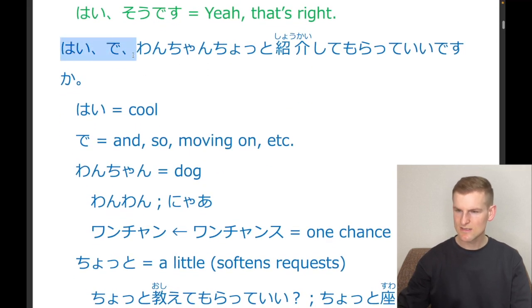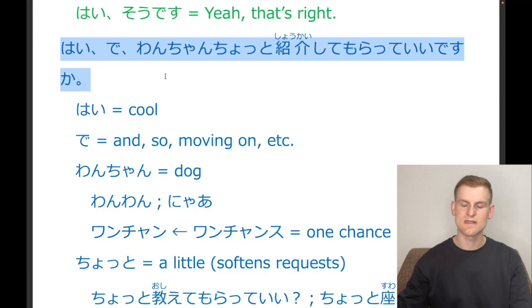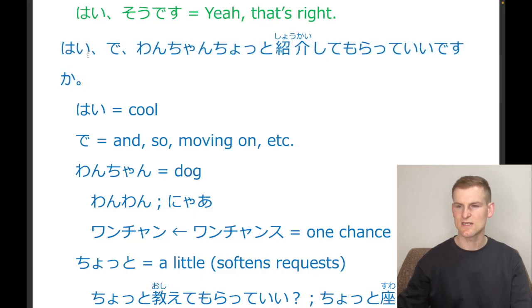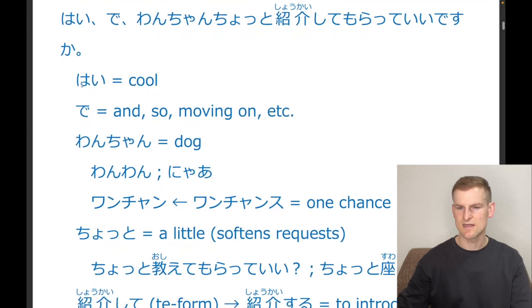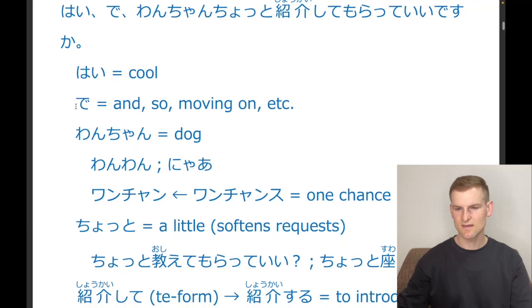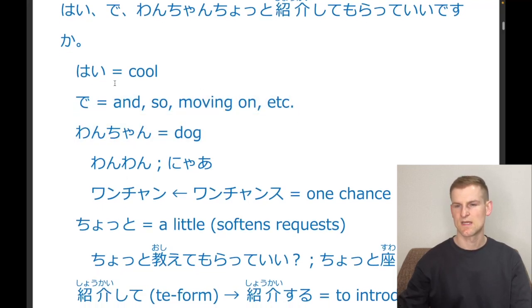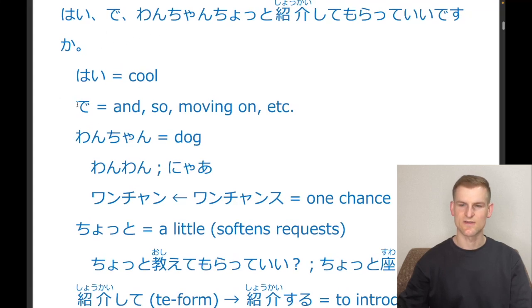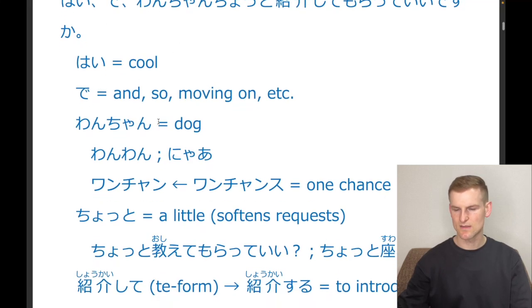はい。で、ワンちゃんちょっと紹介してもらっていいですか？ Okay, so here I start with はい as well. But it's not like I'm responding to a question from him or anything. It's just a way of kind of moving on to the next topic. はい. It's like, cool. Okay, and then で, very similar to that. And so, moving on, etc. Okay, so just progressing the topic. This is very, very conversational to use de in this way.